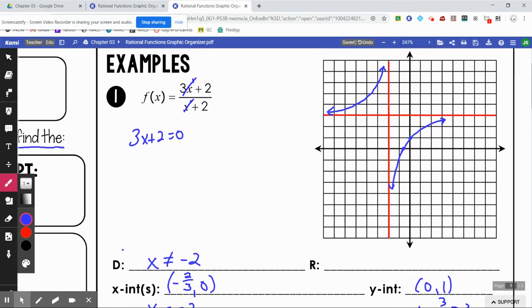Your range is going to be all values from -infinity up to, or we can just do it like this. There's only one restricted value in your range. Y does not equal 3 there.